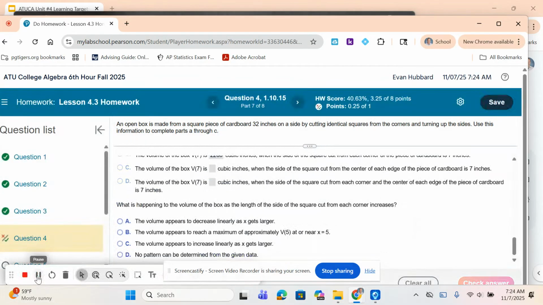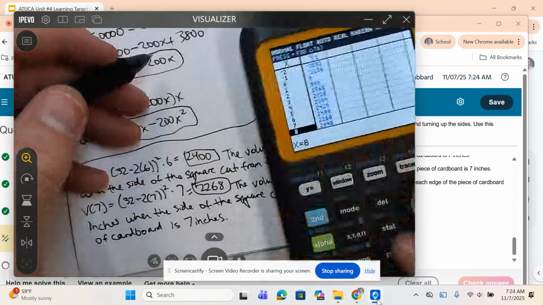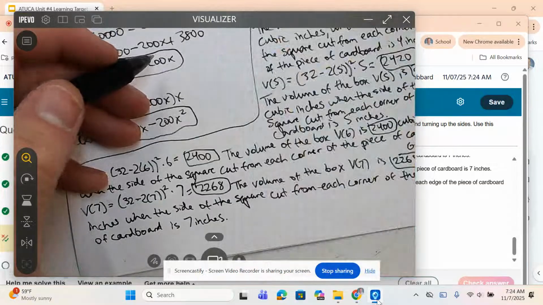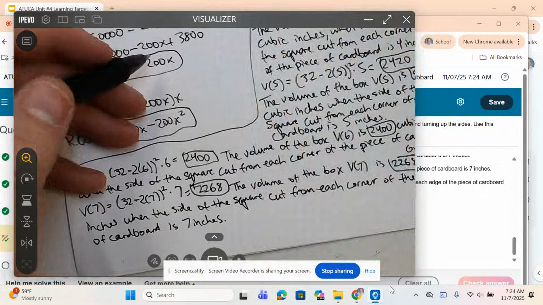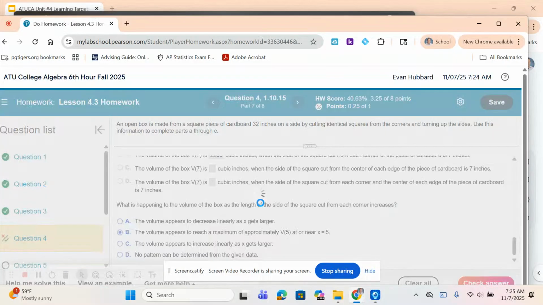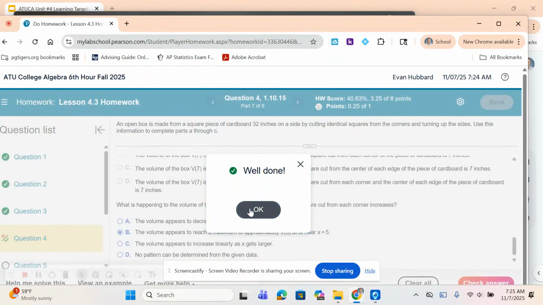So what's going on here? It looks like the volume is getting greater, and you can see from here in the calculator, it's increasing, and then it peaks at 5, and then it starts decreasing. So we get a maximum at 5, and then it starts to decrease. So the volume reaches a maximum at 5.